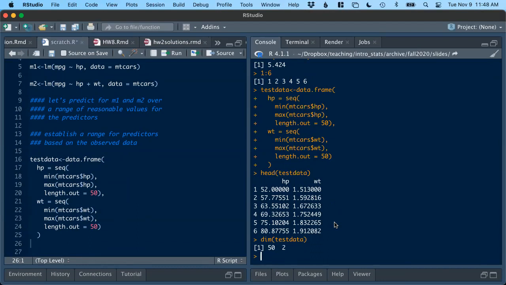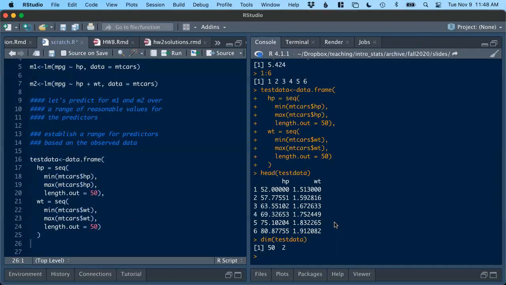So the step size is different because the scale of weight and horsepower is very different. This is measured in thousands of pounds. This is measured in horsepower, which I don't actually know what that is, right? But who does? It's a weird imperial measure, right? We could measure it in like newtons or something, but yeah, whatever.